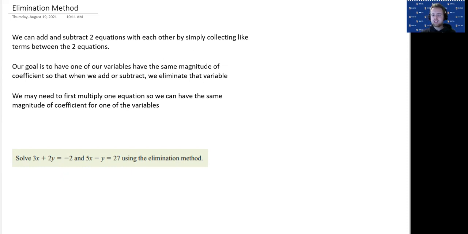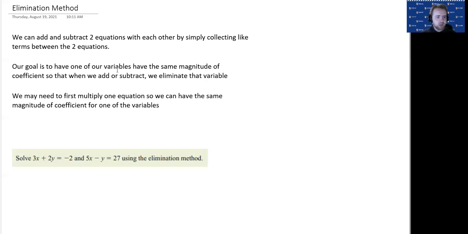So we're going to add the x's or subtract the x's from each other. We're going to add the y's, subtract the y's, and then add any constant terms as well. What we're trying to do is get one of the variables to have the same coefficient as the variable in the other equation, so that when we add or subtract, we eliminate that variable from that equation. And we're left with just one, okay?